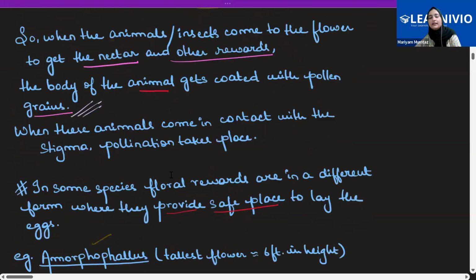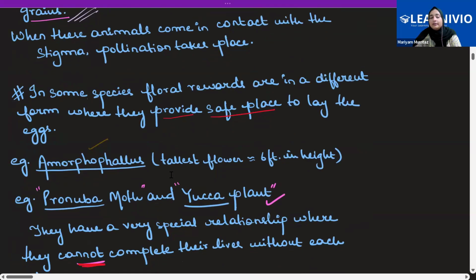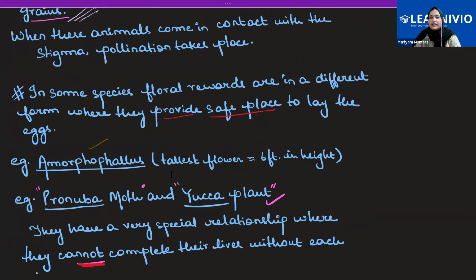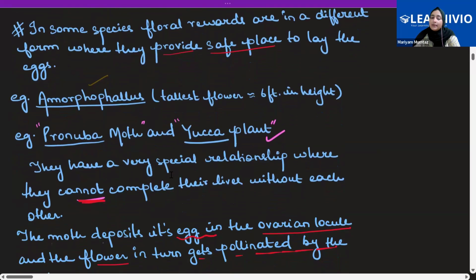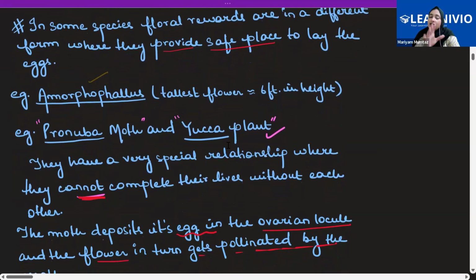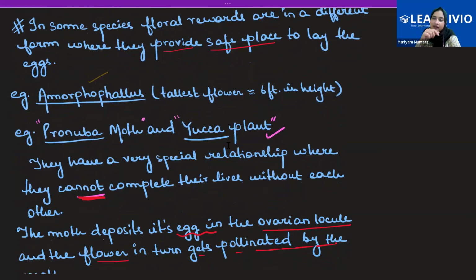Okay. Now, in some species, the plants offer floral rewards in a different manner, meaning they provide, for example, a safe place to lay eggs, such as Amorphophallus, which is a very tall flower. It is 6 feet in height, and it provides a safe place for the insect to lay their eggs. There's the Pronuba moth and the Yucca plant. They can't complete their life cycle without each other. They are very dependent on each other.